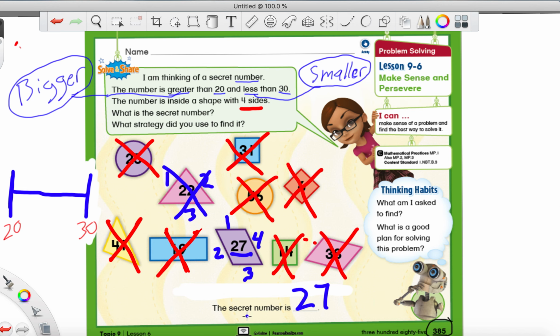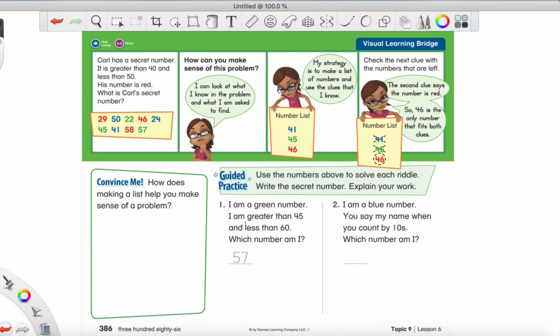All right, so let's go on to the next page, page 386, and let's practice a couple more together. Okay, so here's page 386. All right, I'll circle that at the bottom. See the same girl that was on the last page.